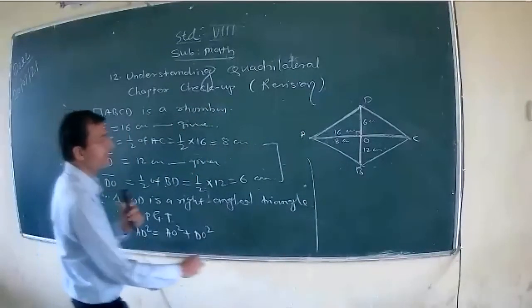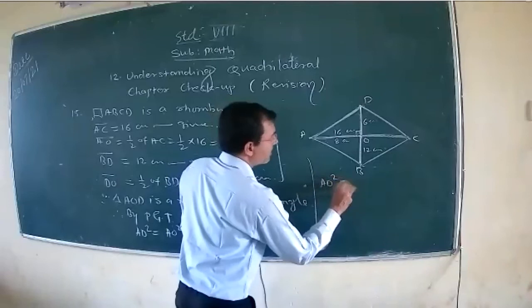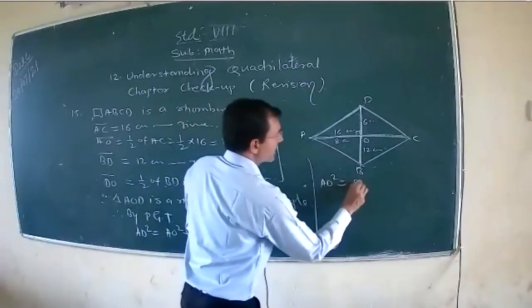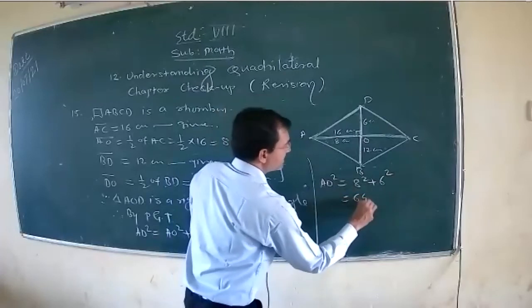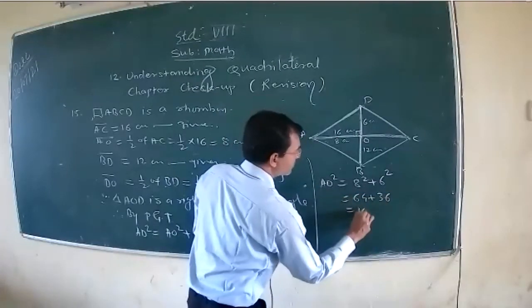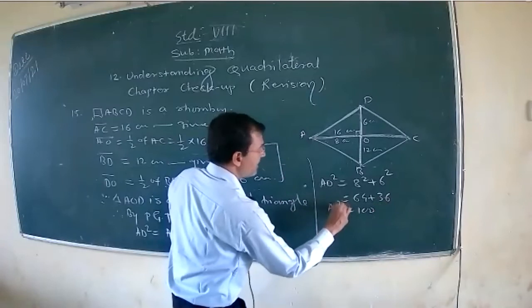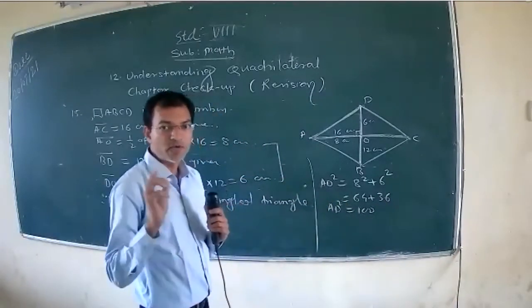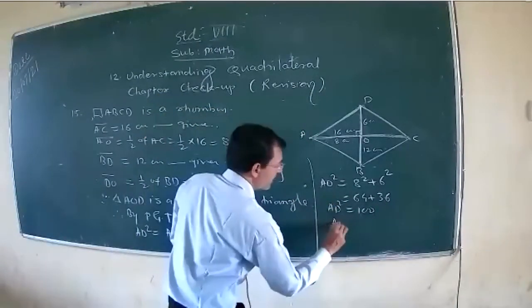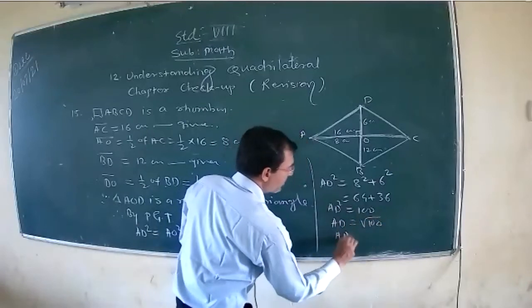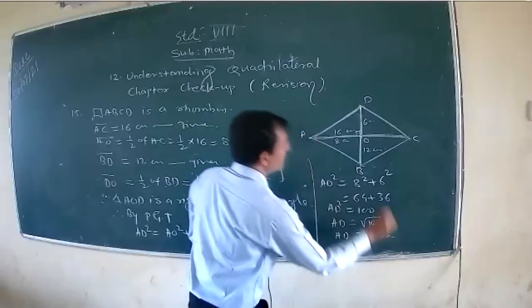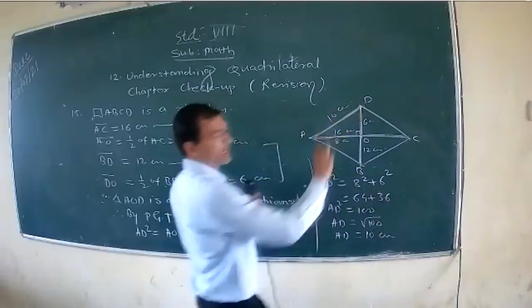AD square, you have to find AD. AD square is equal to AO means 8, so you can write here 8 square, plus DO means 6 square. So 8 8s are 64 plus 36. So this will be equal to 100. This is AD square. But you have to find AD, not AD square. So AD is equal to square root of 100. And square root of 100 means what? 10. So you can get 10 centimeter like this.